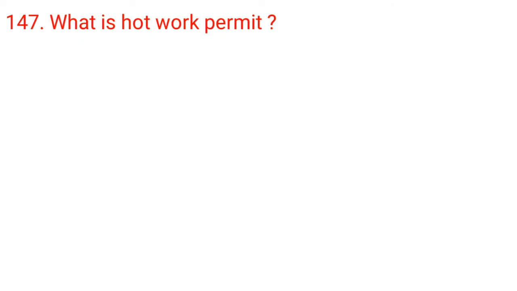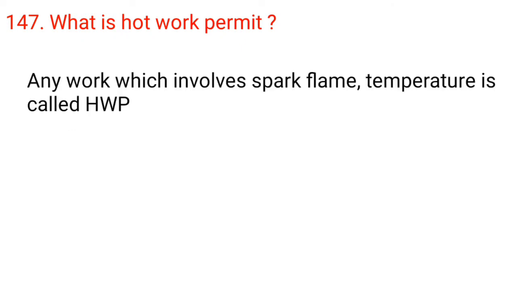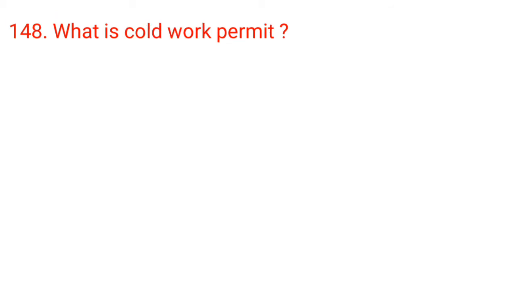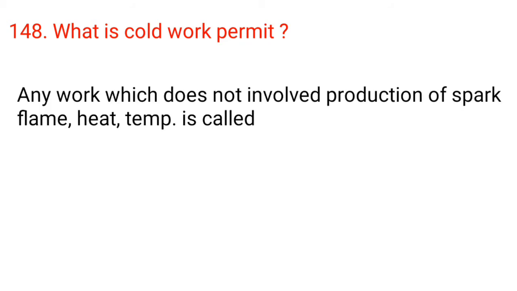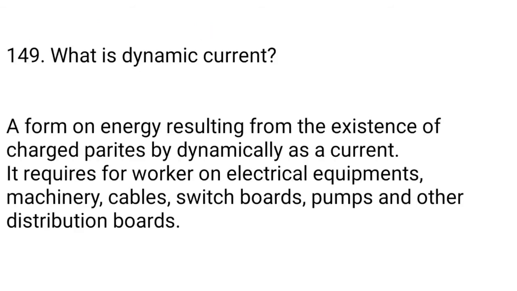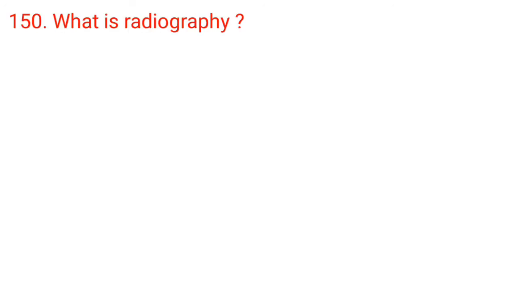147. What is hot work permit? Any work which involves spark, flame, temperature is called HWP. 148. What is cold work permit? Any work which does not involve production of spark, flame, heat, temperature is called cold work. 149. What is electrical permit? A form of energy resulting from the existence of charged particles, flowing dynamically as a current. It is required for workers on electrical equipments, machinery, cables, switchboards, pumps and other distribution boards.